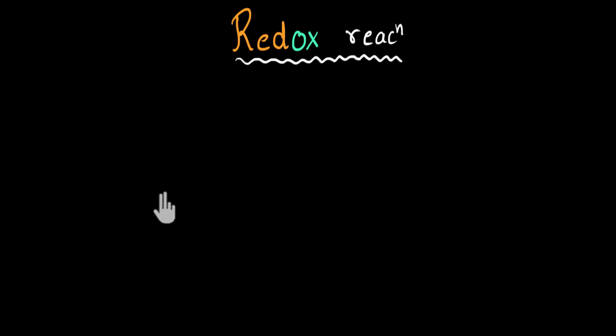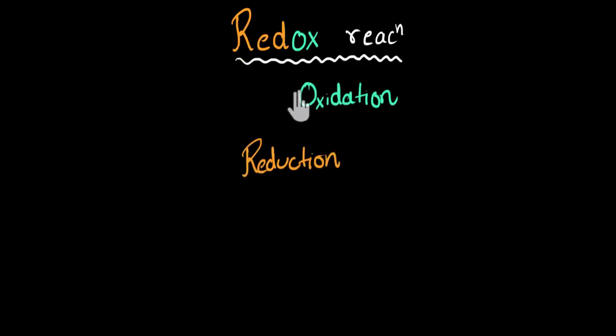So in short, any reaction in which both reduction and oxidation happen at the same time will be called a redox reaction. And that's how it gets its name of redox. So both reduction and oxidation should be happening. In a separate video, we have talked about oxidation and reduction in much more detail. So over here, I will quickly summarize them.